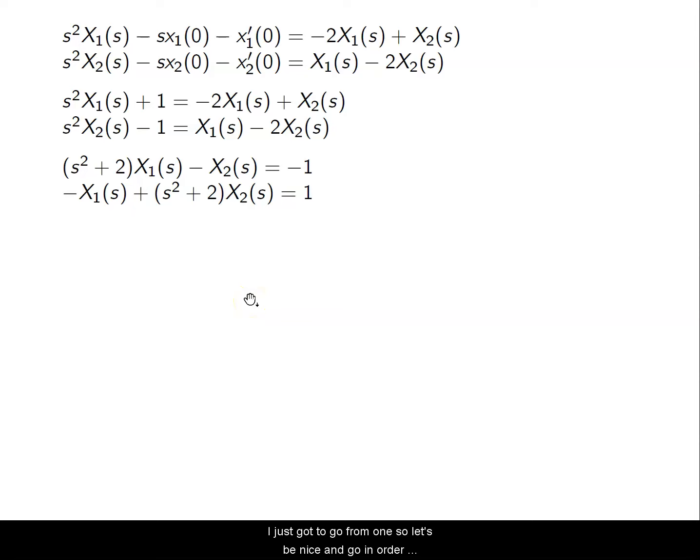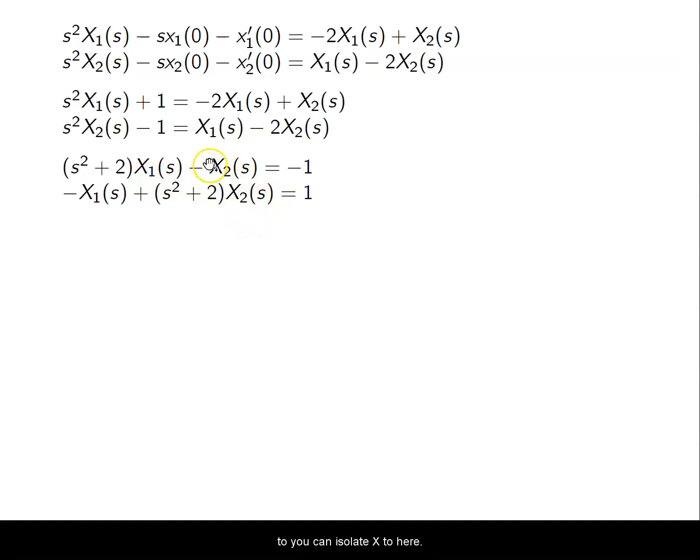I just got to go for one. So let's be nice and go in order, okay? So I think I solve for x1 first. What that means is I'm going to try to eliminate x2. Again, it's a system of equations, two variables. Solve it however you know, right? I'm going to use elimination.